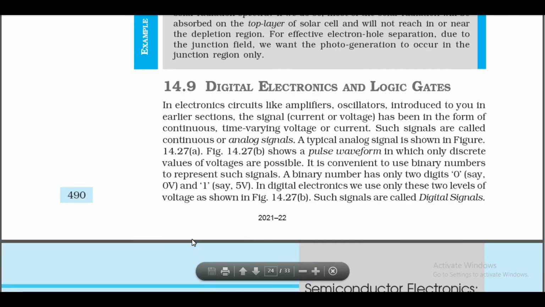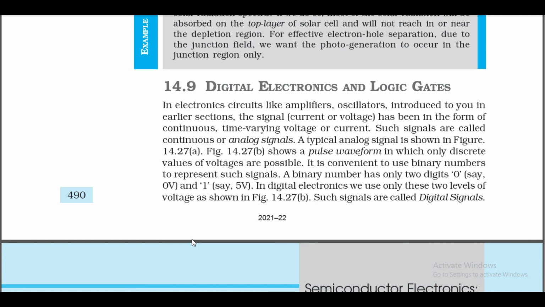14.9 Digital electronics and logic gates. In electronic circuits like amplifiers and oscillators introduced to you in earlier sessions, the signal current or voltage has been in the form of continuous time varying voltage or current. Such signals are called continuous or analog signals. A typical analog signal is shown in figure 14.27a.